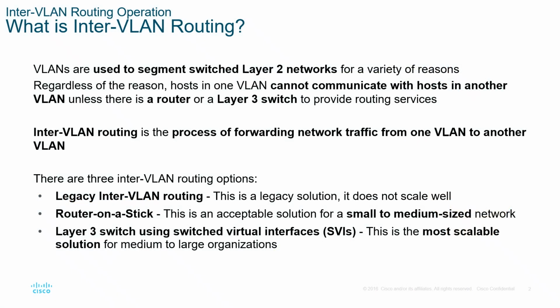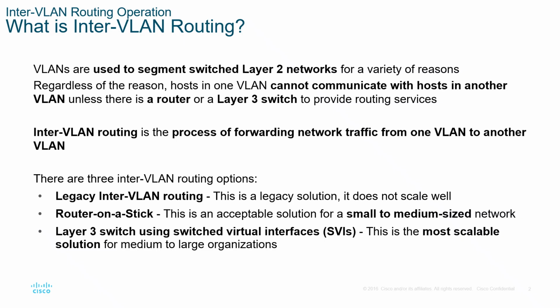VLANs, again, are used to segment switched layer 2 networks for a variety of reasons that we talked about previously: depending on location, department, responsibilities, devices, however you want to split up your network. It is a virtual way of creating the same thing that you create in a physical environment with your local area networks. But regardless of the reason, hosts in one VLAN cannot communicate with hosts in another VLAN unless there is a router or a layer 3 switch to provide routing services.